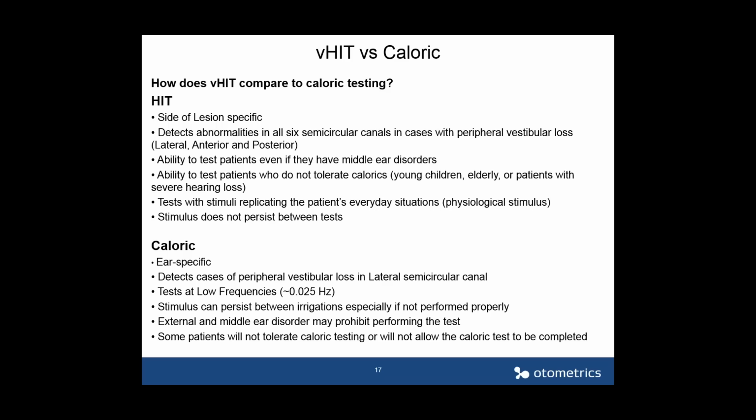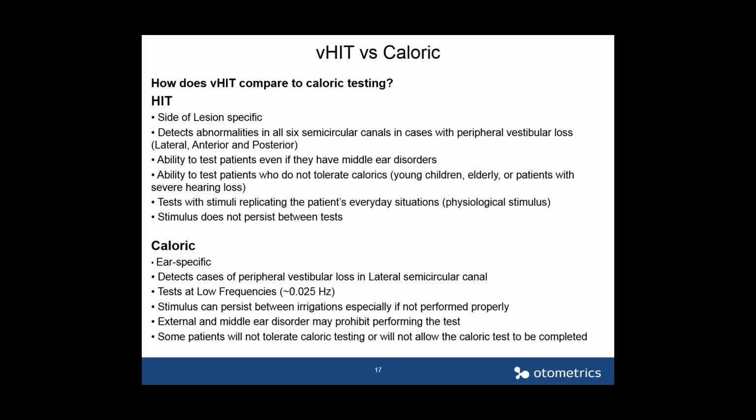Obviously, with older patients, sometimes VHIT is easier than doing a caloric on them. And the other thing is, the person comes in, they have vestibular neuritis, but then you want to follow up with them and do a second test to see if that has recovered. Typically, more people are going to be willing to let you do a VHIT on them multiple times than a caloric on them multiple times. So that's a nice thing.